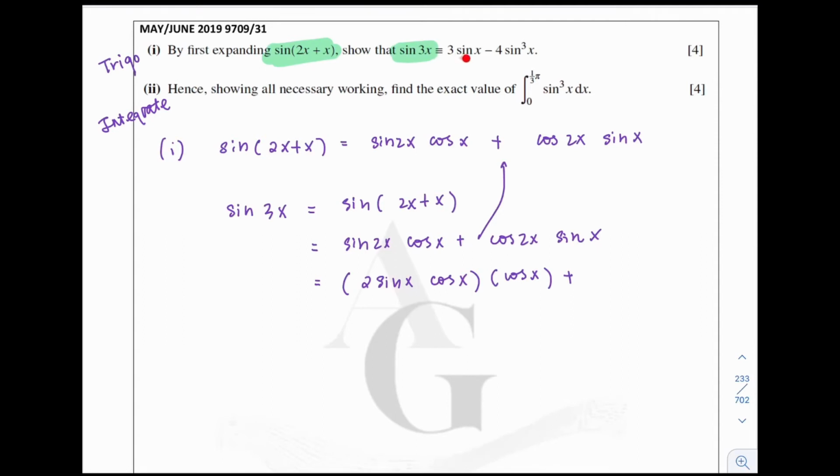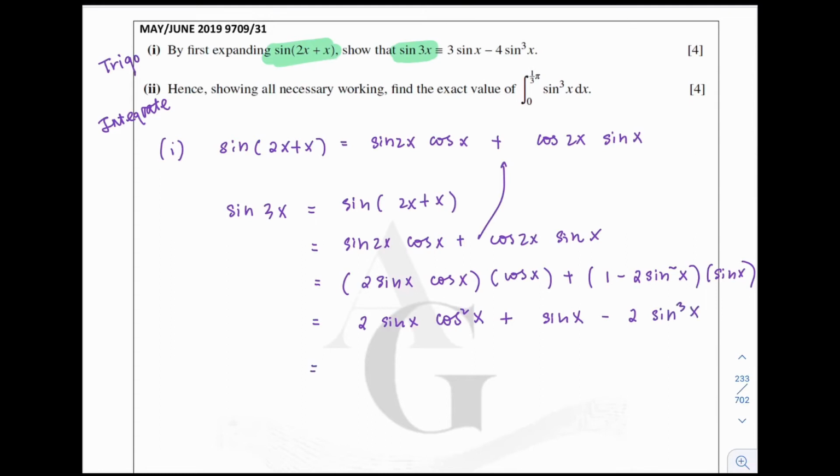But have a look at the question here. What they want us to prove is in terms of sine, so we need to sub in the one that involves sine only, which is 1 minus 2 sin square x, then multiply with sin x. Next, we just expand it, so it will become 2 sin x cos square x plus sin x minus 2 sin cube x.